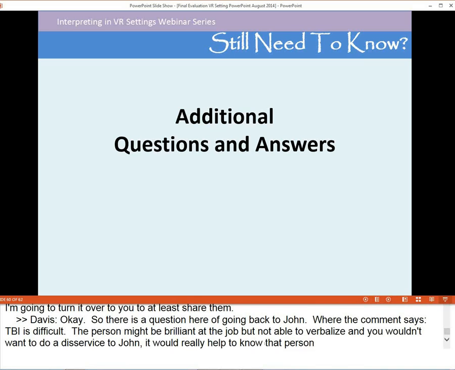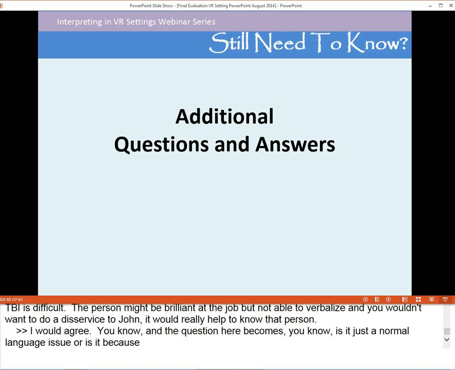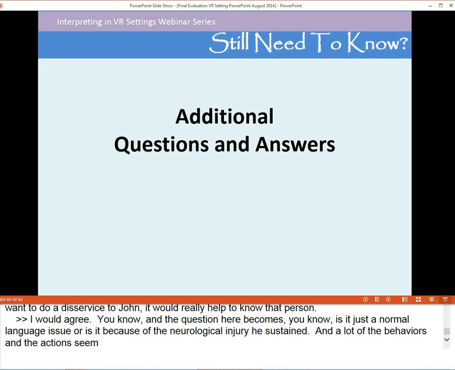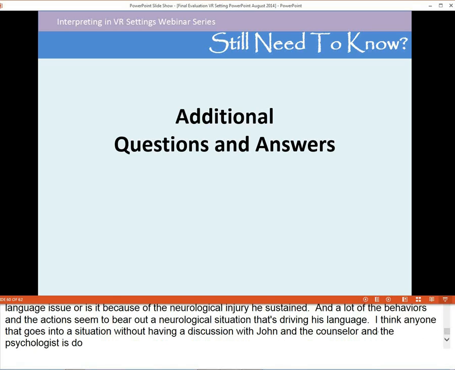I would agree. The question here becomes, is it just a normal language issue, or is it because of the neurological injury he sustained? A lot of the behaviors and the actions seem to bear out a neurological situation that's driving his language. I think anyone who goes into a situation without having a discussion with John and the counselor and the psychologist is doing everybody a disservice. But it's just not that easy to arrange, or you don't think it is, but you really can. And when you see neurological disorder, it needs some more thought.